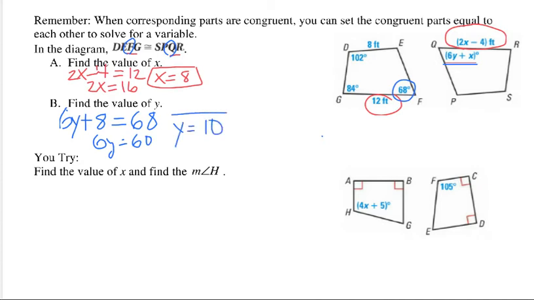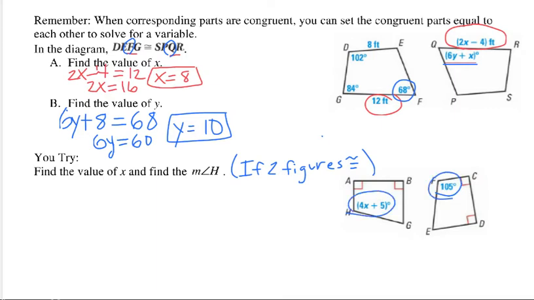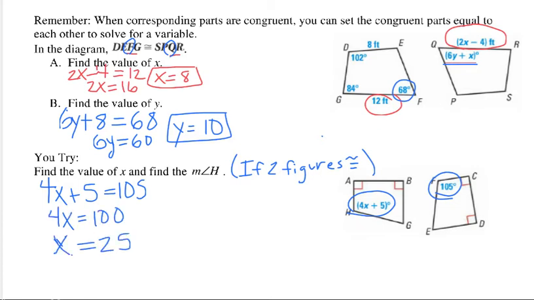In this next picture, if we assume that the two figures are congruent, I forgot to write that in there, and I want you to find the value of x. If you notice, the C and the D match up with my A and B, so this 105 would be corresponding to the 4x plus 5. So our equation would be 105 equals 4x plus 5. When you subtract the 5, we get 4x equals 100, and when you solve for x, you get x equals 25. It's also asking us to go back and find the value of angle H, so we need to put it back in there. So 4 times 25 is 100, plus 5 is 105.